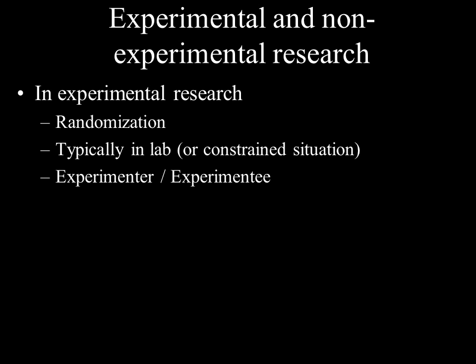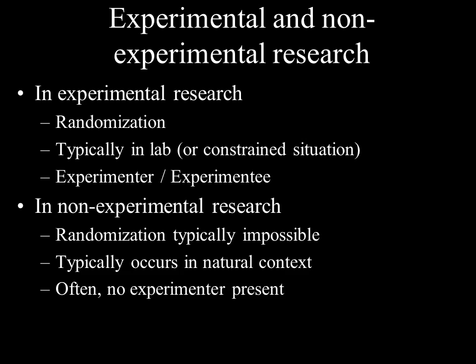Another way of talking about experimental research is that it's typically done in a laboratory, although not always, but usually in a constrained situation. So you might do an experiment in a classroom or on a soccer field or something like that, but usually it's a constrained situation. And in experiments, there's typically an experimenter, the person who's running the experiment, and the experimentee, who we also call the participant. And that's a relationship that is almost always present in true experiments.